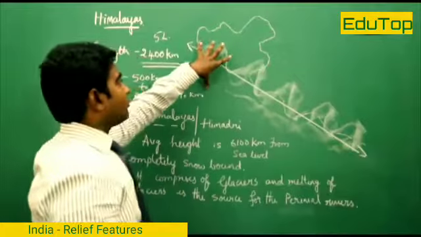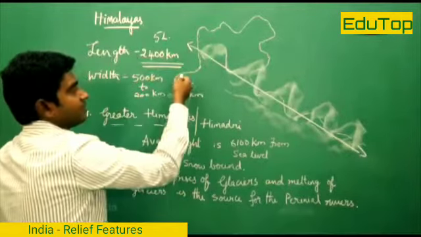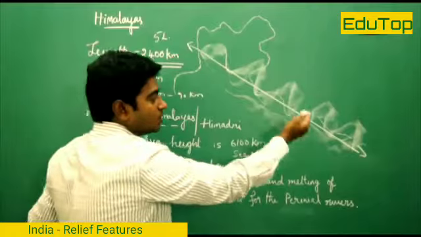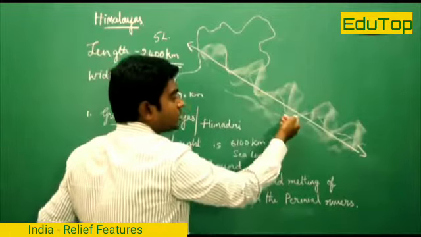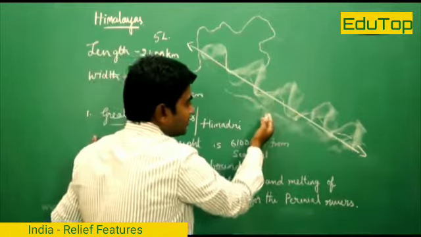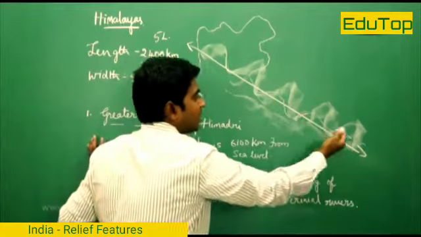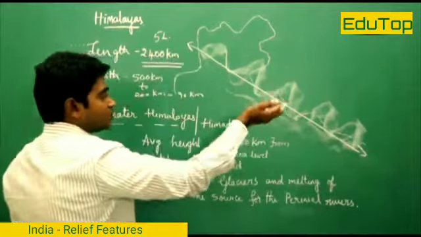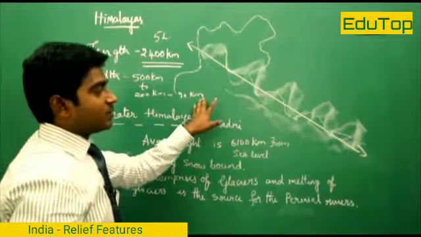They have a width of nearly 500 kilometers near the Jammu region. As they move on towards the northeast, the width goes on reducing from 500, in some areas it is 300, then it moves on to 200. As it reaches the Arunachal Pradesh region, it comes to its lowest, that is 90 kilometers of width.